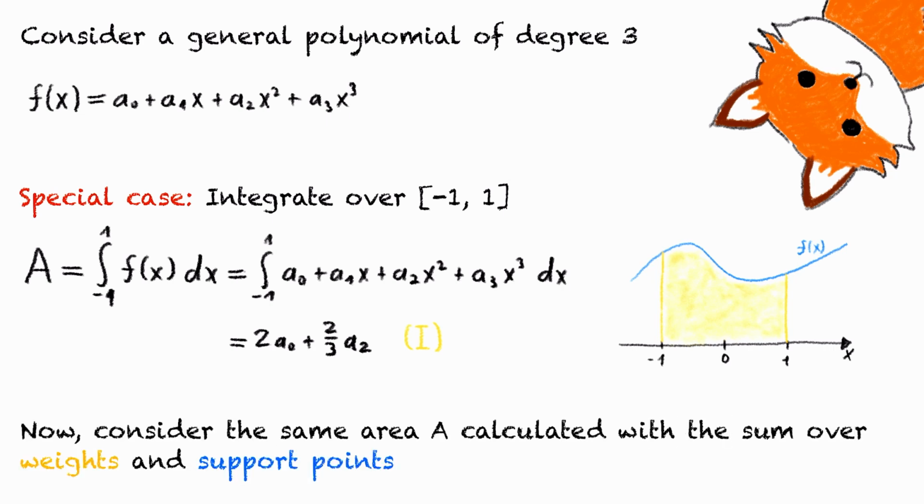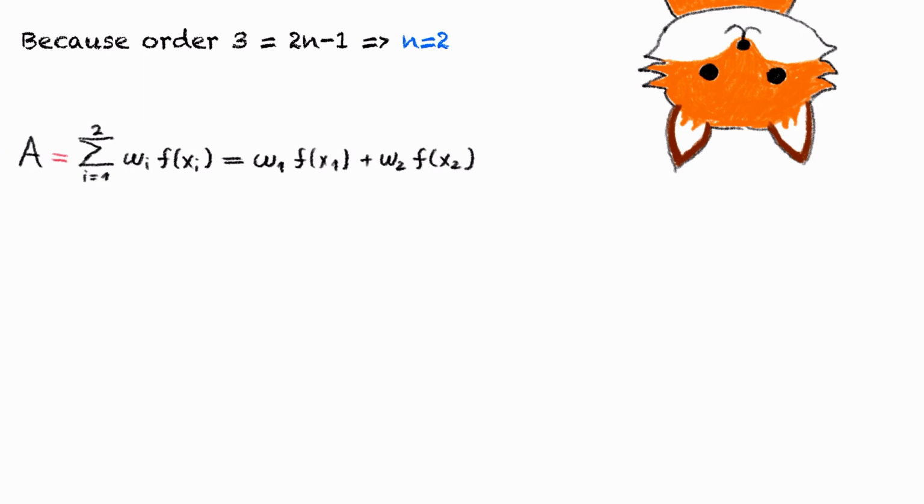Let's now consider the same integral using the quadrature formula. Remember that the order of a scheme corresponds to the highest degree polynomial that can be integrated exactly. The order of the Gauss quadrature is 2n-1, with n being the number of weights and support points. Since we want to integrate a function of order 3, n must be equal to 2 in order to integrate this function exactly. With this, we only need 2 support points and weights and can write A equals omega1 f of x1 plus omega2 f of x2.